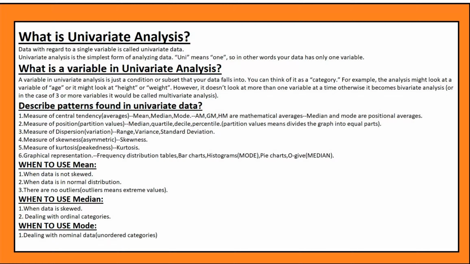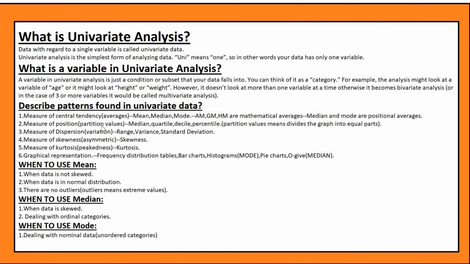So how do we describe the patterns found in univariate data? We have different ways of doing it. The first one is measure of central tendency, where we measure the averages. The averages are mean, median, mode, and in mean we have arithmetic mean, geometric mean, harmonic mean, which are called mathematical averages. Median and mode are called positional averages.